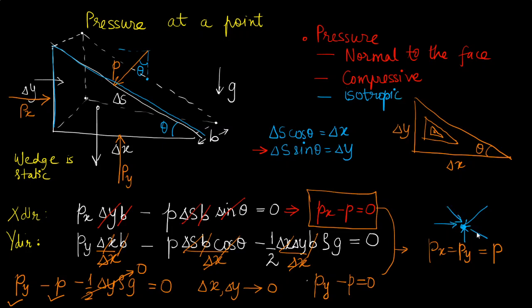Okay, so extending this, I can draw all the other lines of pressure at a point. At a point, they are all acting equally from all sides. So they are not just equal, but they act equally from all sides. So pressure is said to be isotropic.